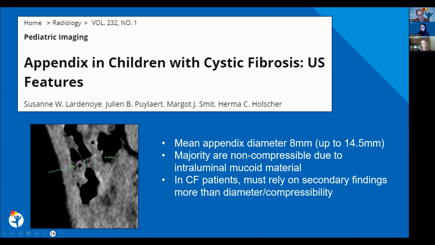So this is, again, one where you can't really rely on the actual diameter of the appendix. You really have to look at the secondary findings, see if they have that inflammatory change or any other things that make you more worried about acute appendicitis. But this is one where you really have to know the history. If you know a patient has cystic fibrosis, just keep that in mind, and don't rely as much on the diameter and the compressibility of the appendix.